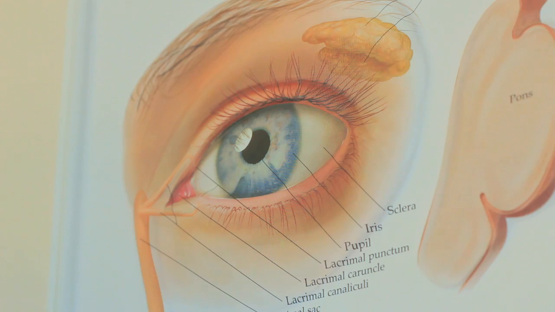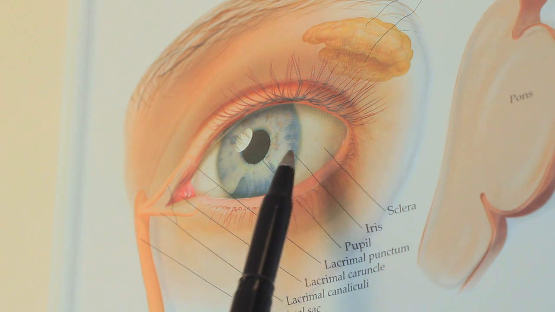Traditionally, we've been unable to measure the oil layer, but now with the advanced LipiFlow system, we're able to measure both the quality and the quantity of the oil layer. Let's go look at a model of the eye showing the oil gland anatomy. Let's first look at an external schematic of the eye.